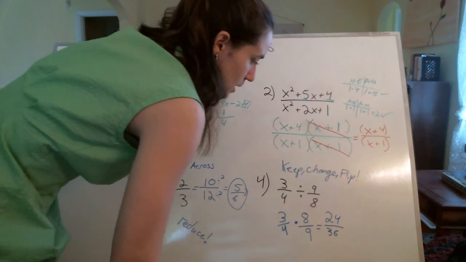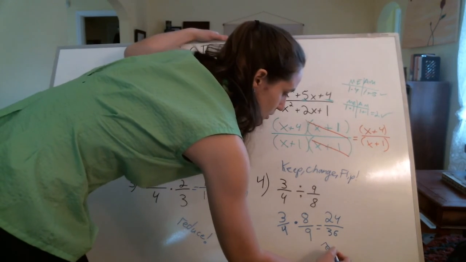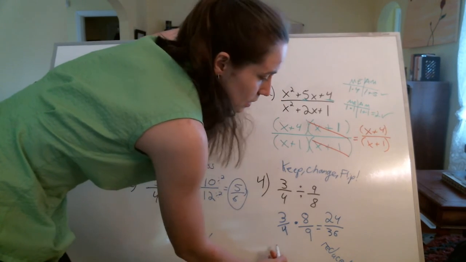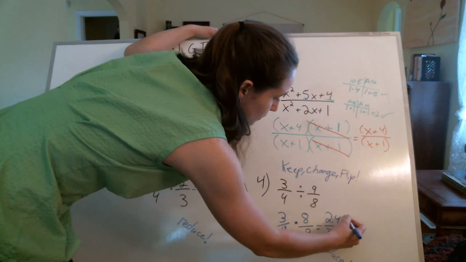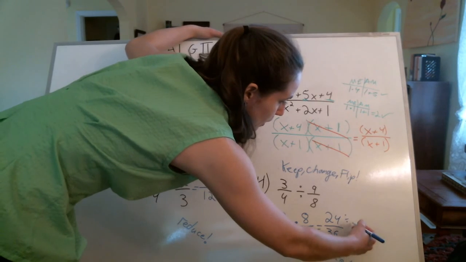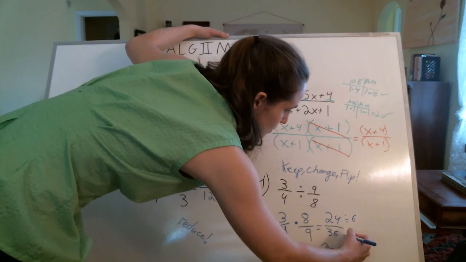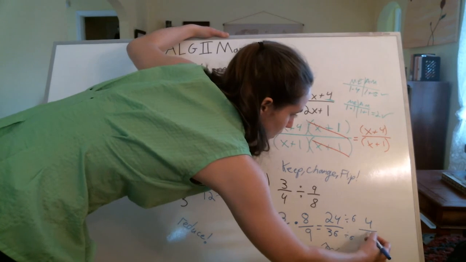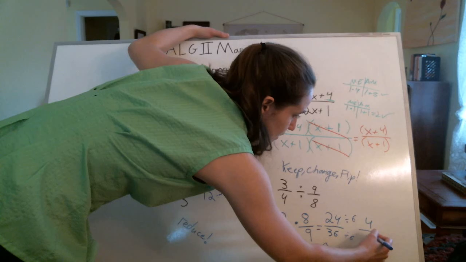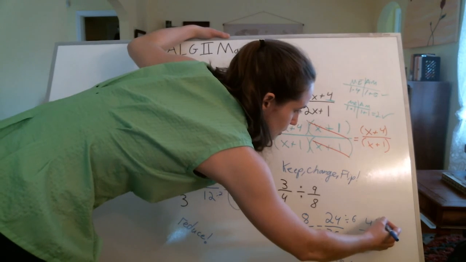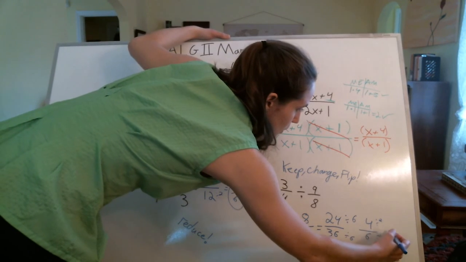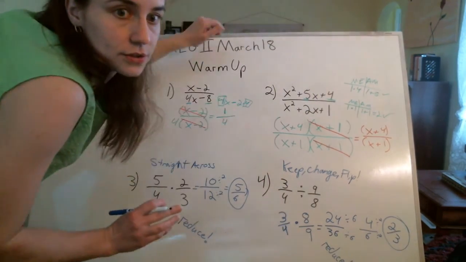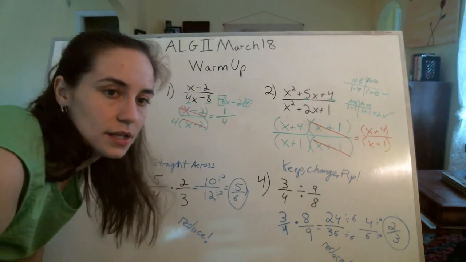Not losing my mind. All right, and don't forget to reduce. Okay, never forget to reduce. All right, we're going to divide both of these by, I'm going to go with 6. So 24 over 6 is 4, and 36 divided by 6 is 6. So I can keep going, divide by 2. So I get 2 over 3. Final answer, fully reduced, 2/3.